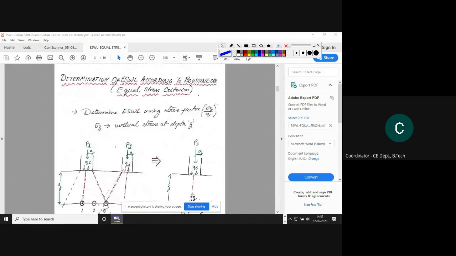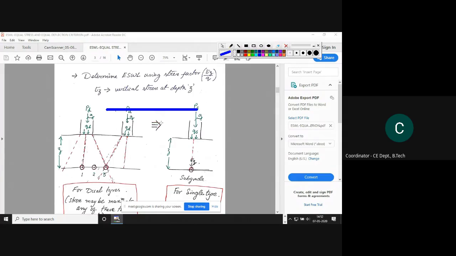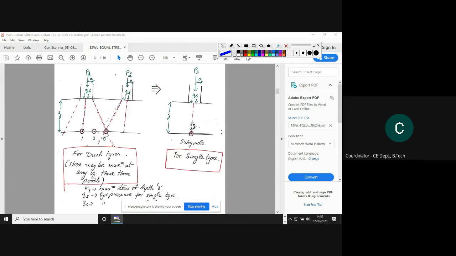Our first criteria is equal stress. That means the stress developed by this dual wheel combination and the stress developed by this single wheel load will be the same. We have to equate this. Okay, so here we are getting that condition.